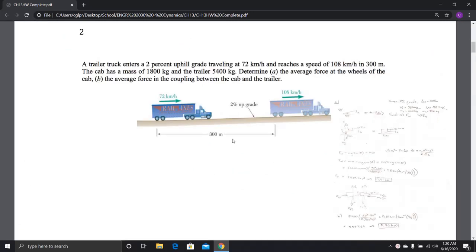For the second question, I've got this cab, basically a truck and trailer setup. It's accelerating up a hill with a 2% grade. I'm given the initial and final velocities, and I'm told that it travels 300 meters. I'm given the mass of both the cab and the trailer. I'm asked to find the average force at the wheels for the cab, as well as the average force in the coupling between the cab and the trailer.